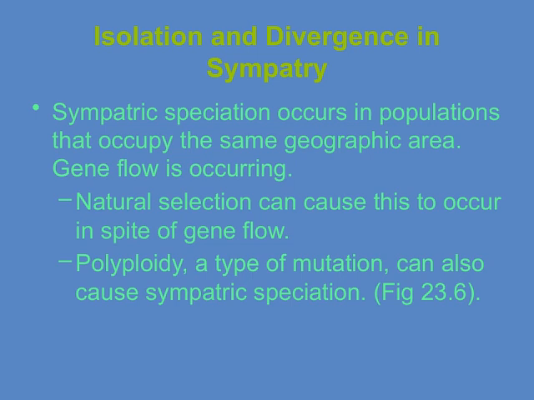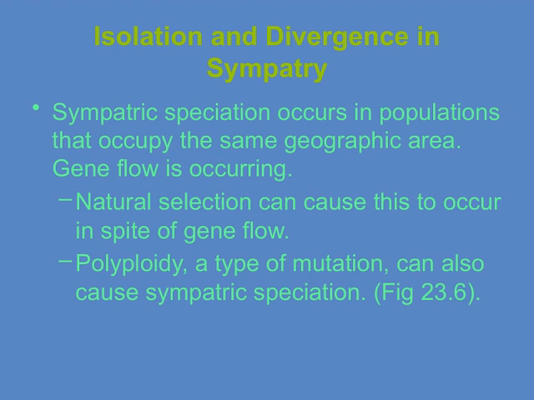Today, let's explore the concept of isolation and divergence in sympatry. Sympatric speciation happens when populations that live in the same geographic area start diverging into different species. Even though they share the same space and gene flow is ongoing, natural selection can still drive divergence. This means that certain traits become favored in different subgroups, leading to reproductive isolation over time. Additionally, polyploidy, which is a type of mutation where the number of chromosomes doubles, can also lead to sympatric speciation. This often happens in plants and can create instant reproductive barriers. Understanding how speciation can occur despite gene flow highlights the complexity of evolutionary processes.